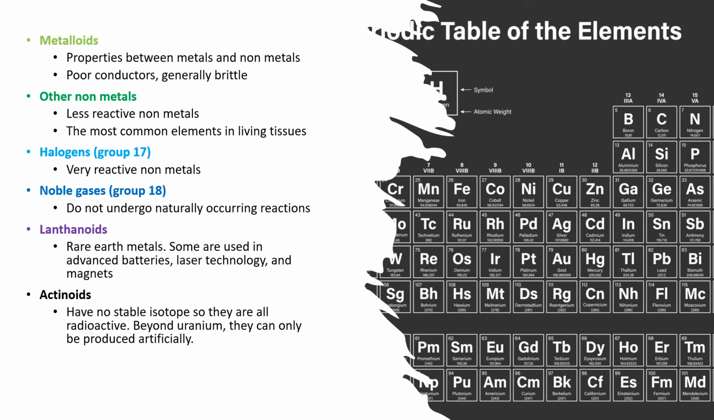We have our noble gases, group 18, which is the very right-hand column, and they do not undergo naturally occurring reactions because they're stable. We have our lanthanoids, which are rare earth metals, and they're now usually used in laser technology, magnets, and more advanced batteries. And lastly, we have our actinoids. They have no stable isotopes, so they're all radioactive. Beyond uranium, they can only be produced artificially.